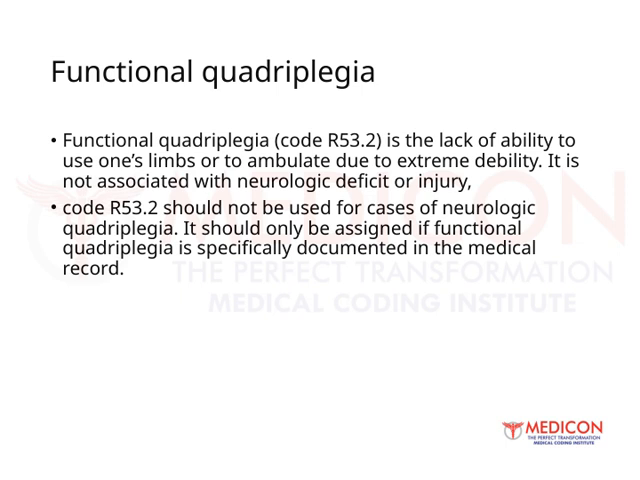Also, remember that we should only assign code R53.2 if the medical record specifically documents functional quadriplegia. If it's not clearly documented, we shouldn't use this code. So, in summary, this code helps us capture cases where the patient's inability to move is due to overall weakness, not nerve injury, and the documentation must be explicit. This distinction is crucial for accurate coding and appropriate patient management.